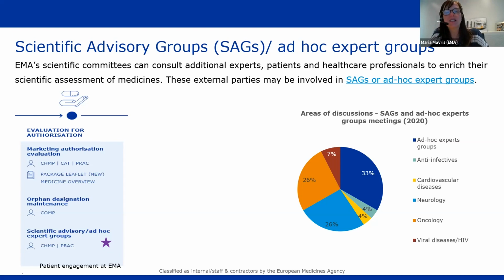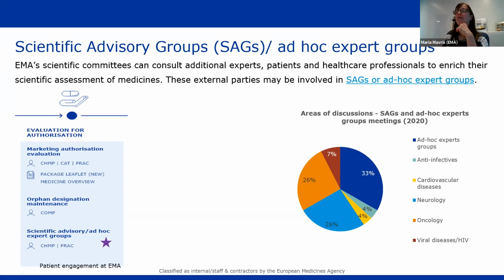And so this is why the committee might then request a scientific advisory group. So a group of experts in that area who will come together and they will be asked specific questions by the committee, and we'll always invite a patient to these activities to also discuss the same questions. And this is where patient input is also very helpful.